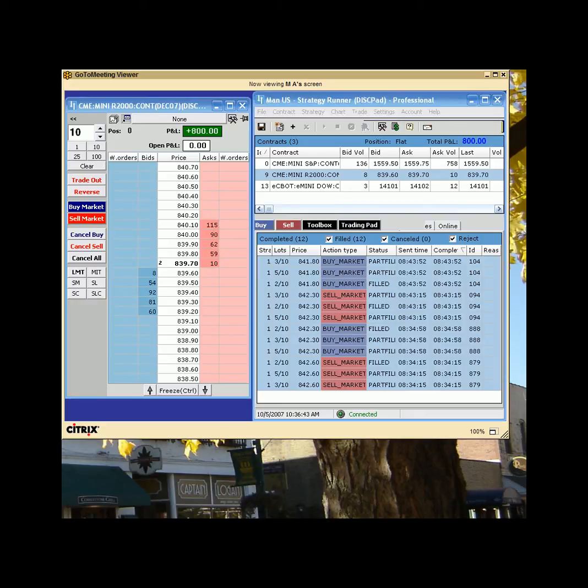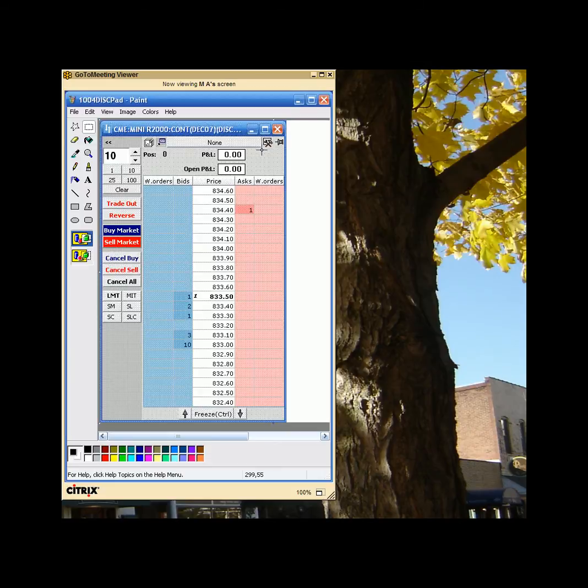Yesterday we took the day off, at least in terms of trading. So let's go ahead and pull that up and see where we are. Yeah, you guys can see that. Let's see.